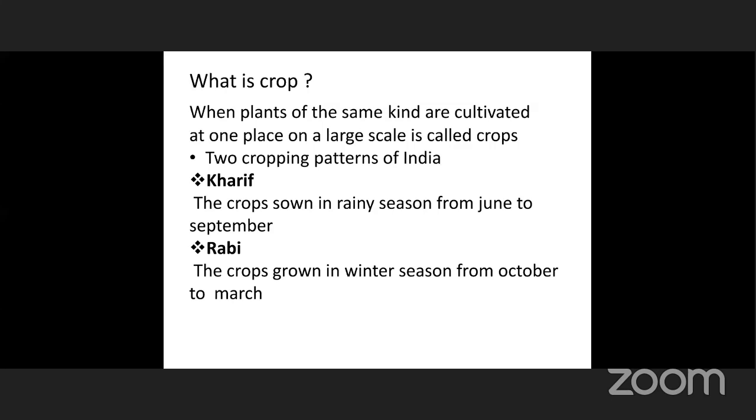Ma'am, I have a doubt, ma'am. Yes, your name? Sri Prasad, ma'am. Ma'am, in the Kharif crop they are going from June to September, and the Rabi crop going from October to March, ma'am. So some months they are not, ma'am. In that month also, which crop will they grow, ma'am?